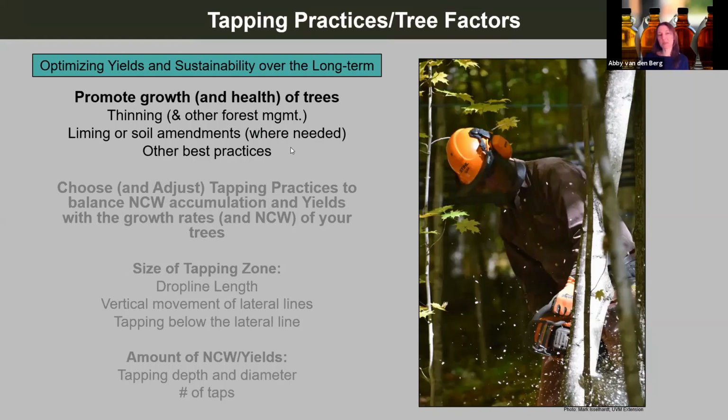And then other best practices to take care of your trees: things like good roads, taking care of your roads and soils, taking care of your crop trees when you're doing that thinning or any other work. It's really important to maintain the whole health of your forest, to maintain the growth and health of your trees. And there's a lot that goes into that.